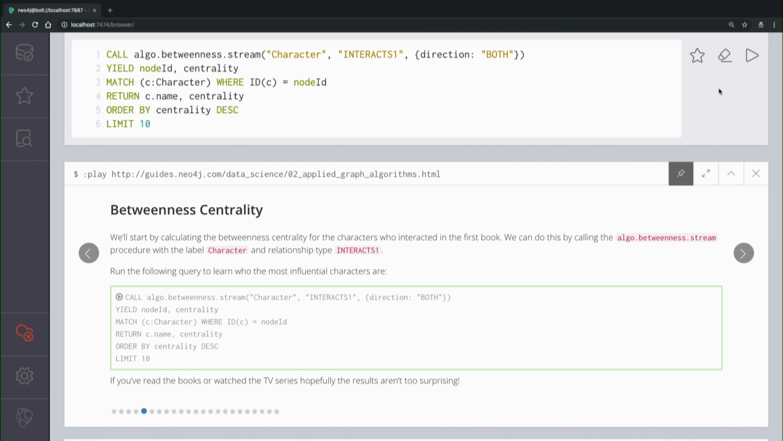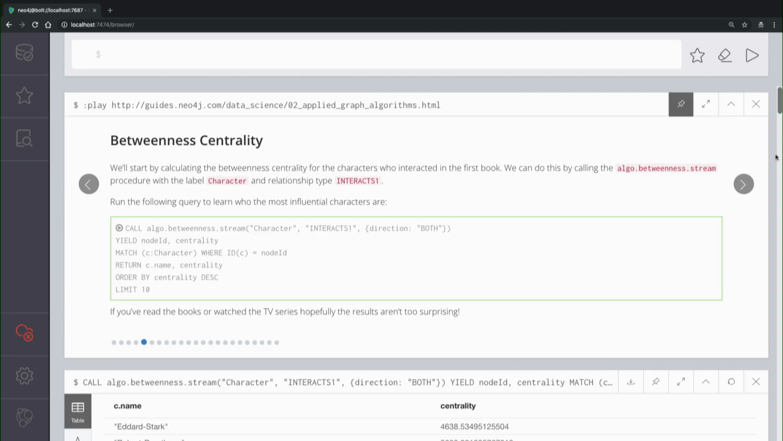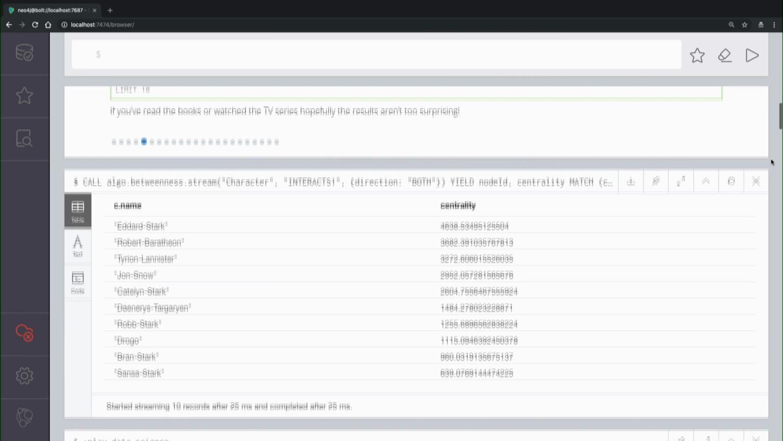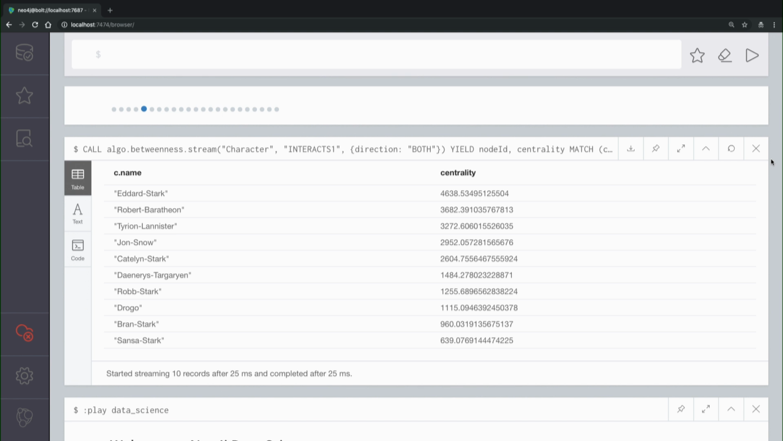So basically what we're doing is looking at the top 10 highest central characters, or most influential characters, in book 1. So for those of you who know the series, this list probably makes a lot of sense. For those of you who aren't familiar with the series, you now know the most influential and important characters in book 1. So Eddard Stark tops that list, which may or may not be surprising to you, followed on down.